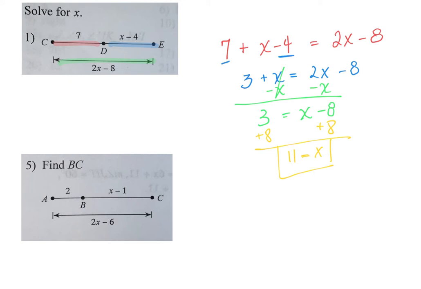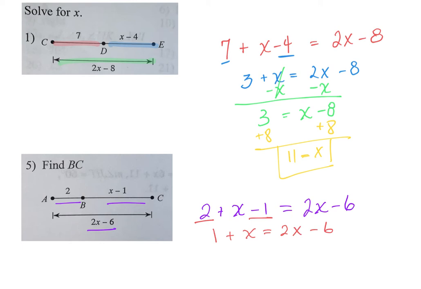The next one says find BC. It wants you to find a length. The setup is identical. I am going to say the two smaller pieces, 2 plus x minus 1, equals the larger piece, 2x minus 6. Algebra here. Combine my like terms, 2 and negative 1 is 1, plus x equals 2x minus 6. Move my variables to one side. Move my numbers to the other side. So I get 7 equals x.